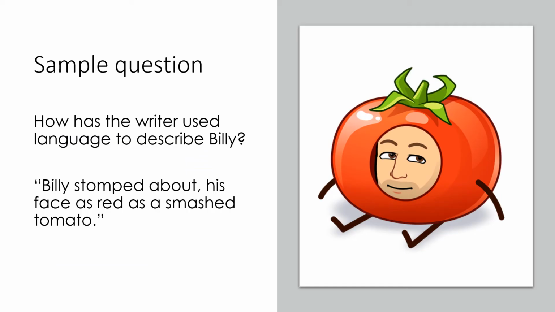Here's a sample question, and this is one of my examples from GCSE. How has the writer used language to describe Billy? "Billy stomped about, his face as red as a smashed tomato." Now I want you to imagine that you've pulled this quote out of a longer text, and we're just going to break it down and put it into our PEE paragraph answer.